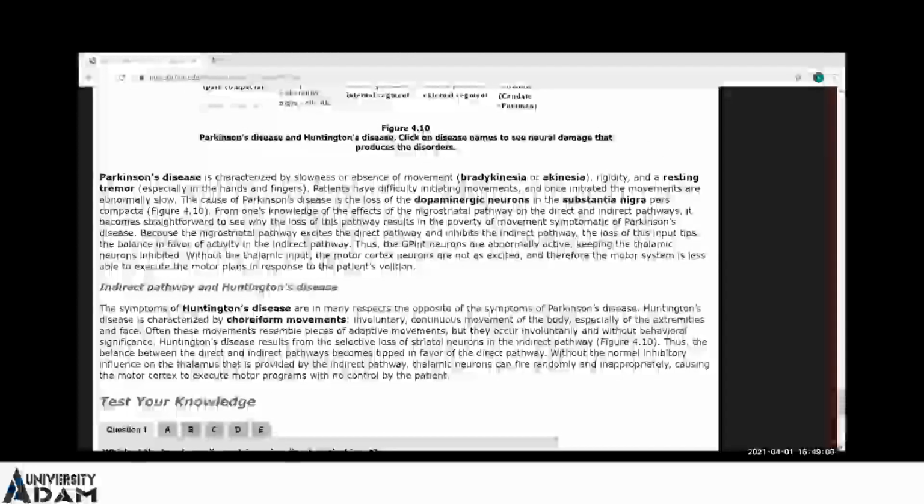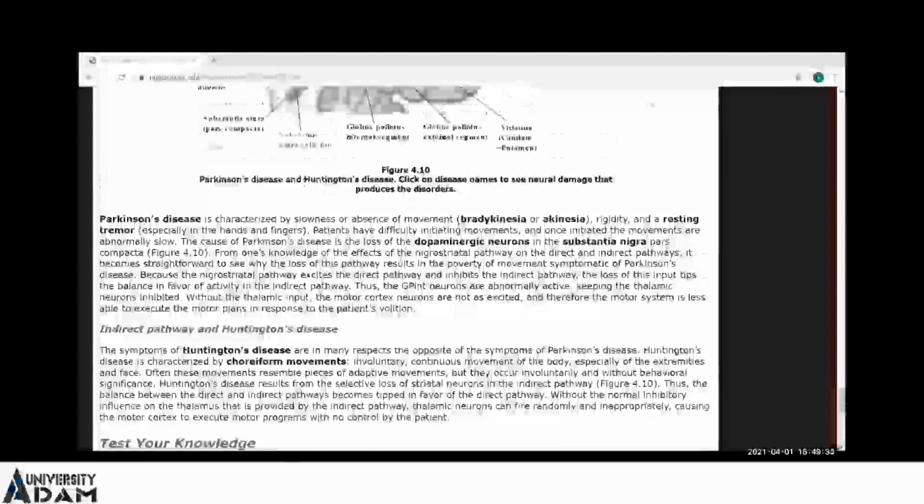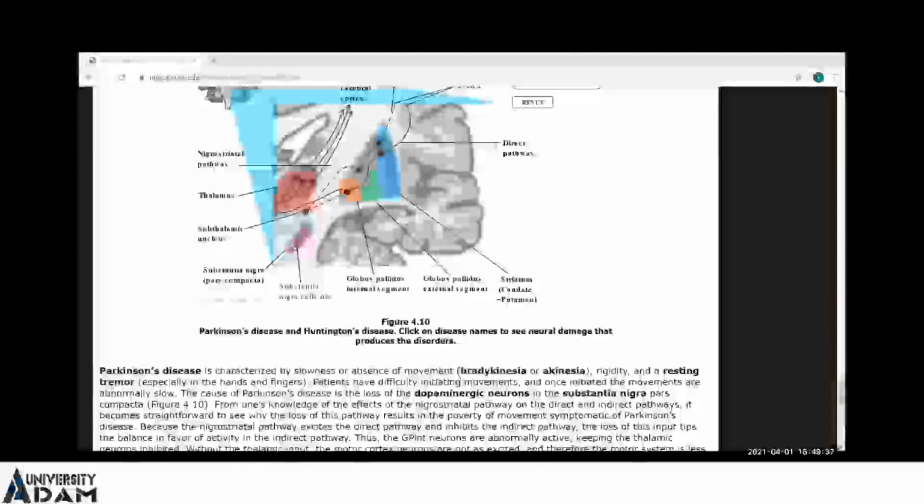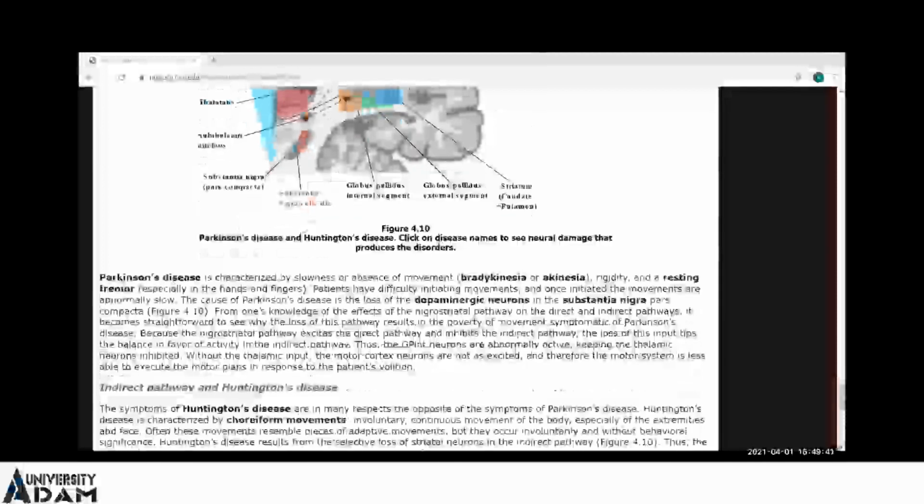So Parkinson disease is characterized by slowness or absence of movement, bradykinesia, akinesia, rigidity. Rigidity, guys, this is the stiffness of the muscles, and the resting tremor, especially in the hands and fingers. Patients have difficulty initiating movements, and once initiated, the movements are abnormally slow. So the cause of Parkinson disease is the loss of dopaminergic neurons in the substantia nigra pars compacta. You remember here was the pars compacta and here was pars reticulata, right?